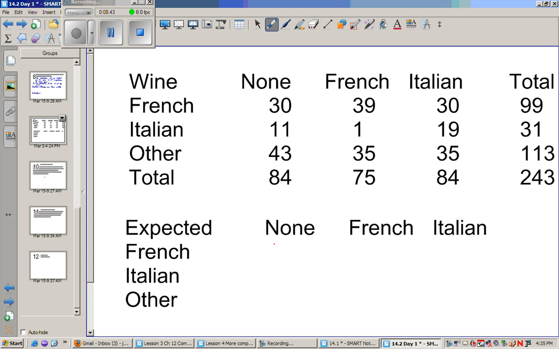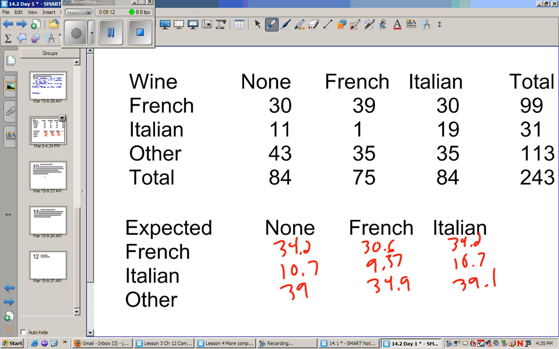34.2, 10.7, 39, and the French I got 30.6, 9.57, and 34.9. And now for Italian, I have 34.2, 10.7, and 39.1.